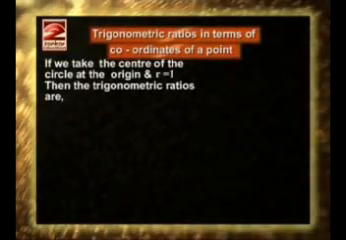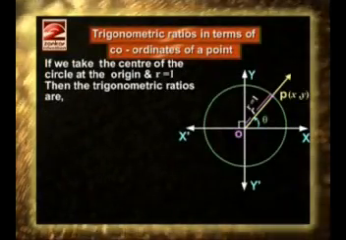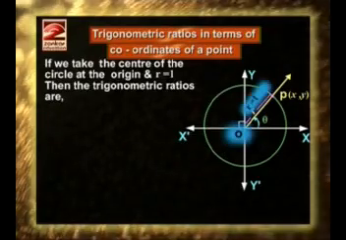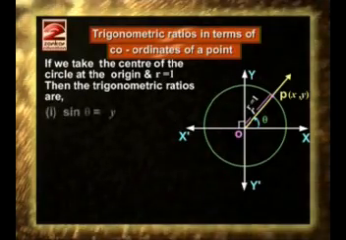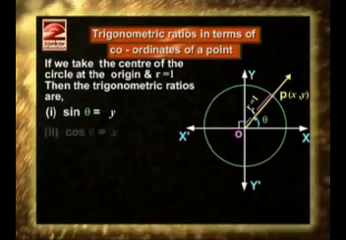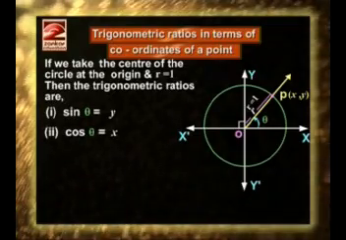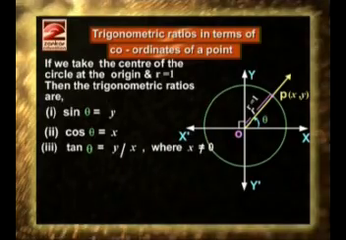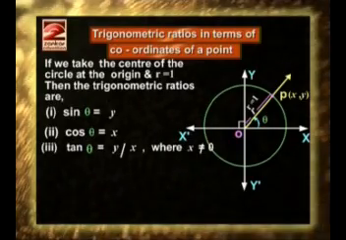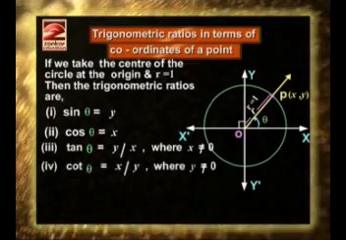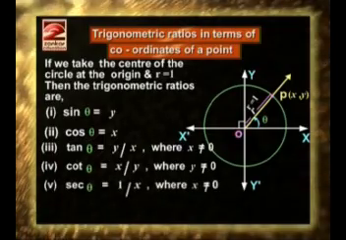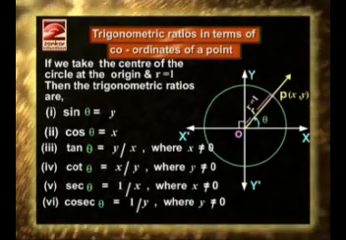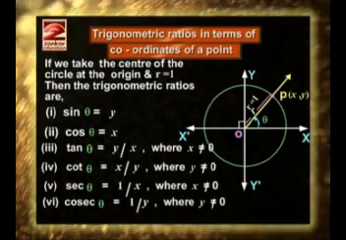Now, if we take the center of the circle at the origin and radius equal to 1, then the trigonometric ratios are like these. Sin theta is equal to y, cos theta is equal to x, tan theta is equal to y upon x where x is not equal to 0. Cot theta is x upon y where y is not equal to 0. Then sec theta is equal to 1 upon x where x is not equal to 0. And cosec theta is equal to 1 upon y where y is not equal to 0.